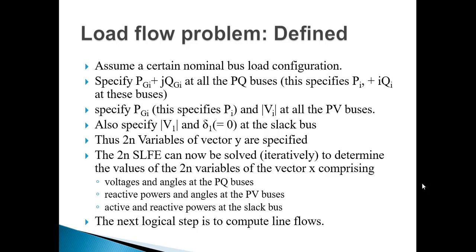Then we find the vector y, which has 2n variables, where n is the number of buses present. Here y is the primitive admittance we found out. Now these 2n variables can be solved iteratively to determine the values of the 2n variables of the vector x. When we solve these 2n variables, they will solve for the real and the reactive powers.